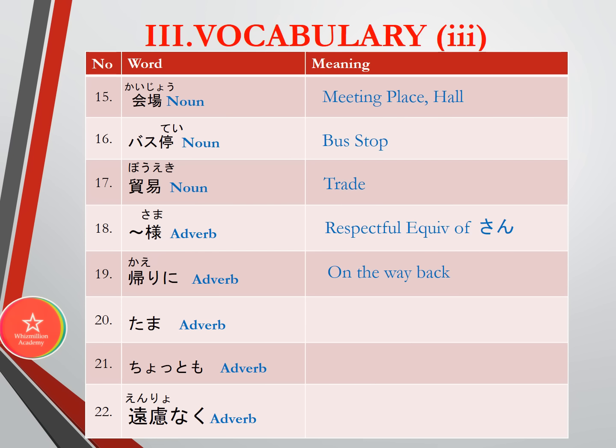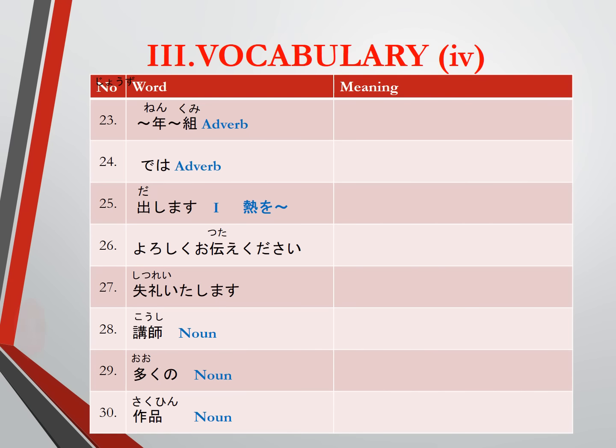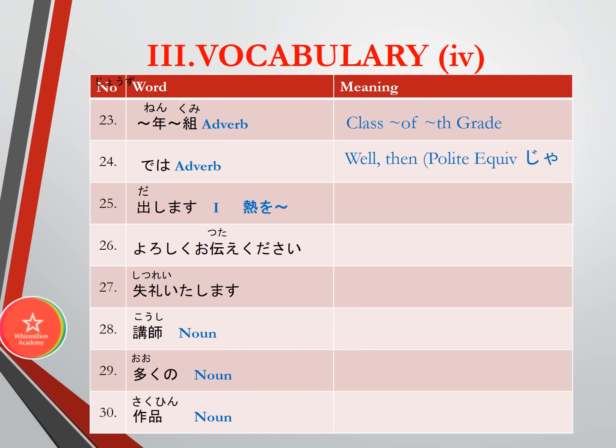Kaeri ni, on the way back. Tama ni, once in a while. Zenzen, not at all, used with negative. Enryo naku, without reserve, without hesitation. Nen, kumi, class of, grade. Dewa is a polite equivalent for ja.